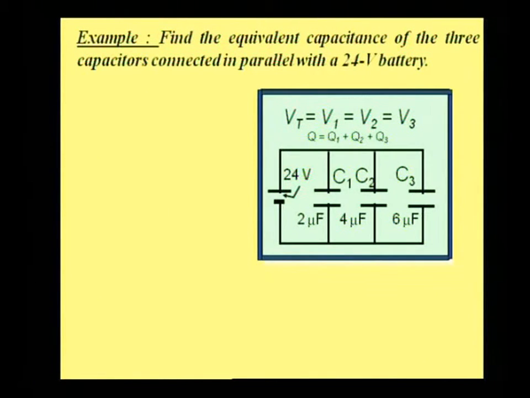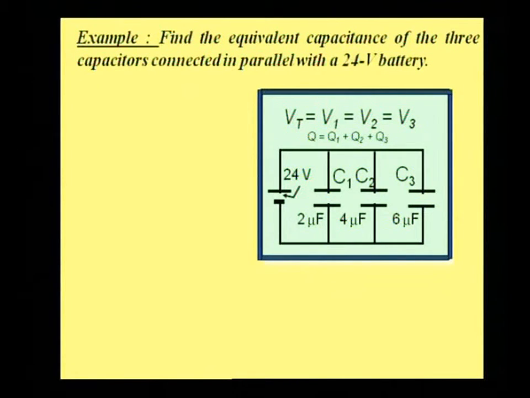The next question is finding the equivalent capacitance of 3 capacitors which are connected in parallel with a 24 volt battery. The first example was based on 2 capacitors in parallel. Now the next example is based on 3 capacitors in parallel. The 3 capacitors have the values 2 microfarad, 4 microfarad and 6 microfarad.